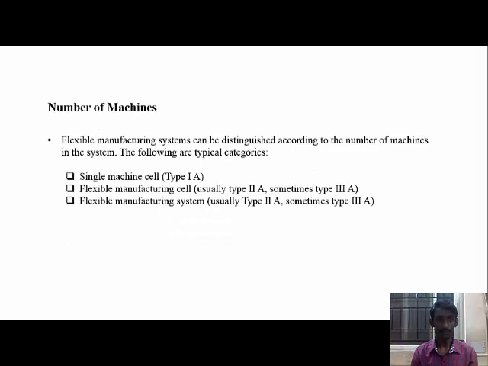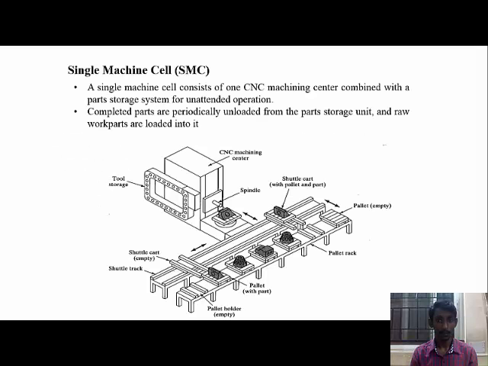Based on the number of machines, manufacturing systems can be distinguished. These are typical categories of flexible manufacturing systems. The first one is the single machine cell. The second one is the flexible manufacturing cell, and the last one is the flexible manufacturing system. Single machine cell. It consists of one CNC machining center with a part storage system. Each completed part is unloaded from the part storage unit and the raw materials are loaded into the CNC machine.